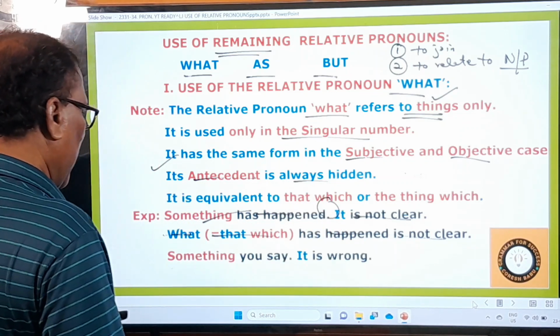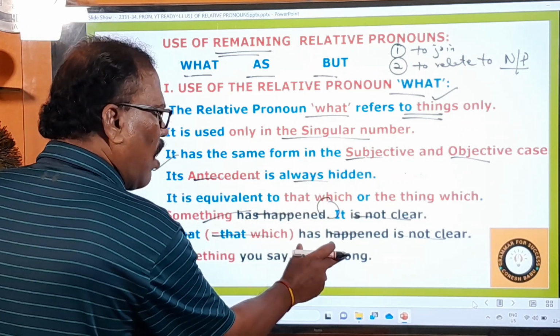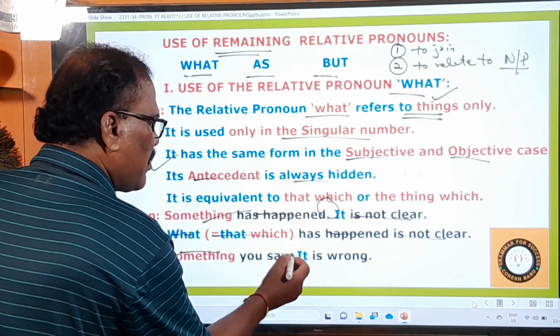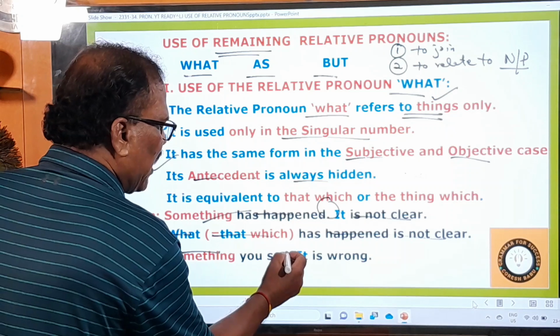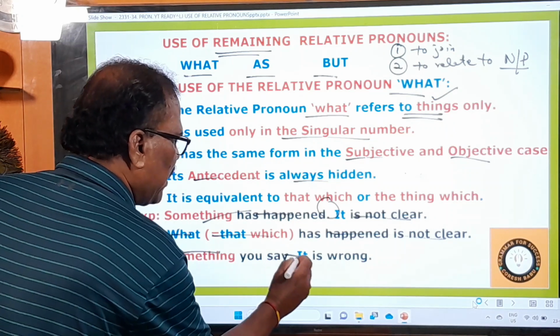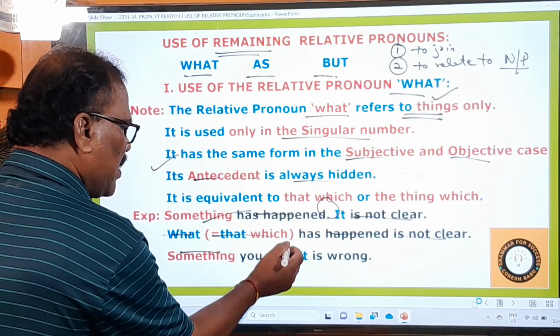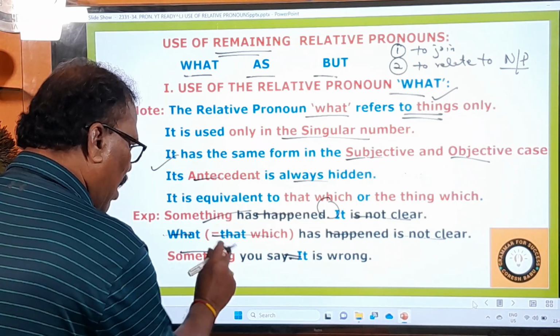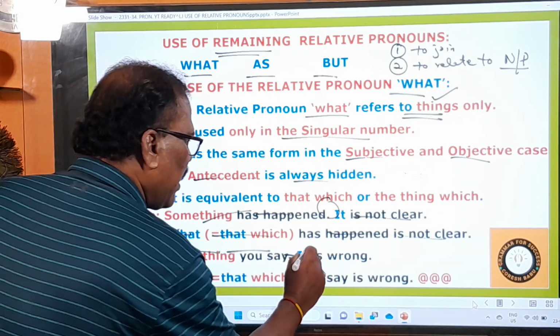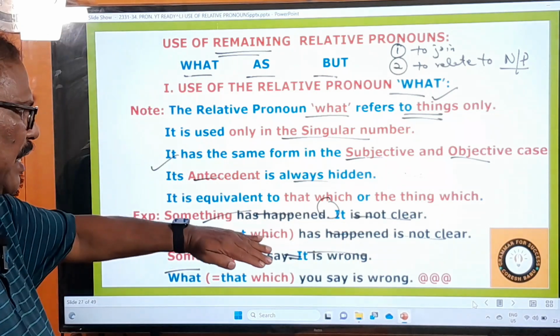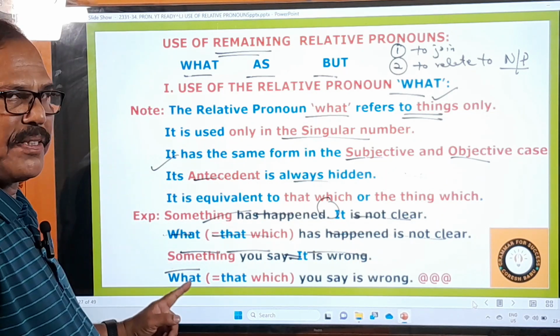One more example I would like to give you. "Something you say, it is wrong." Okay, something you say. What is the word used in the second sentence to refer to "something"? It, you know that very well. So instead of this "it", we have to use "what", and afterwards rewrite the same sentence. How? You see, what you say is wrong. That is how you have to connect the sentences with "what".